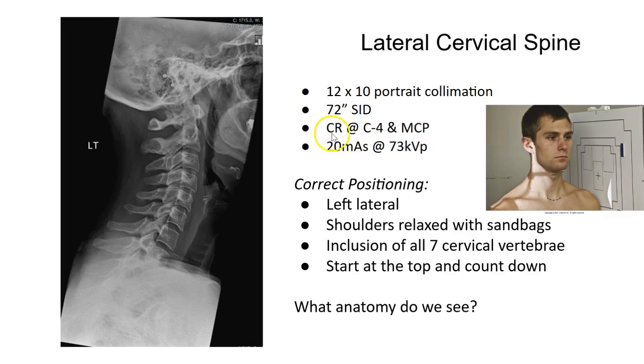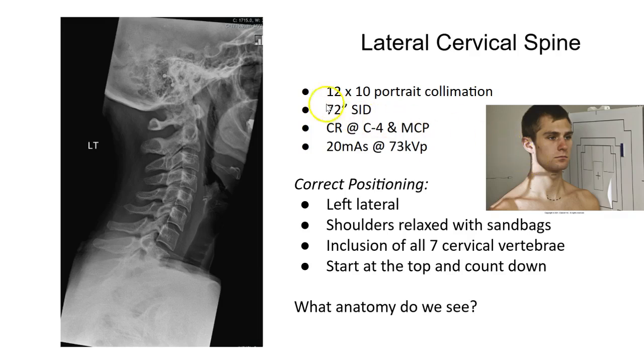So typically, we're going to place our central ray at C4 and mid-coronal plane. So if you notice on the picture here, C4 is right about the region of the Adam's apple. So that's a good trick to look for. And then of course, mid-coronal plane.